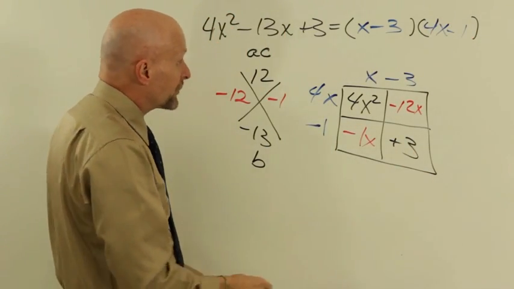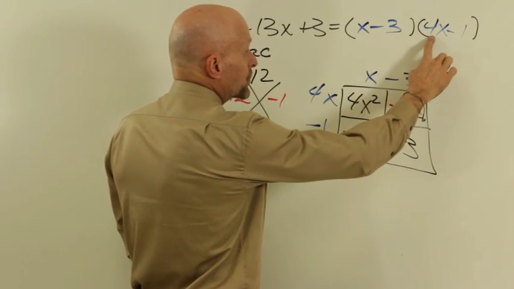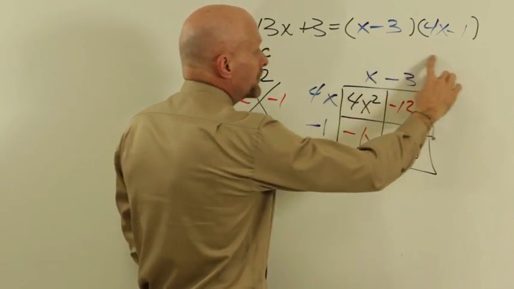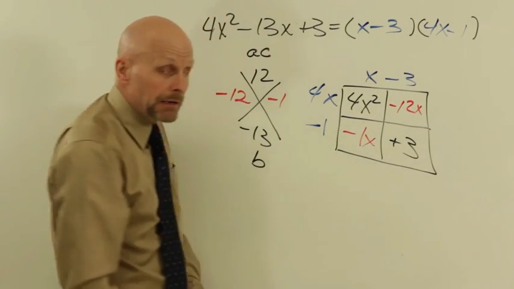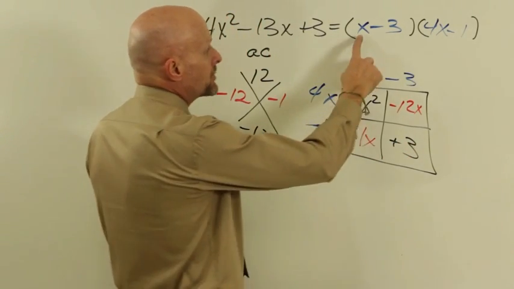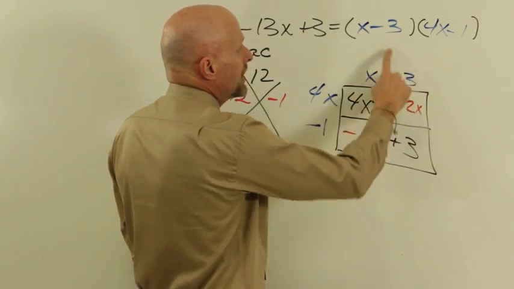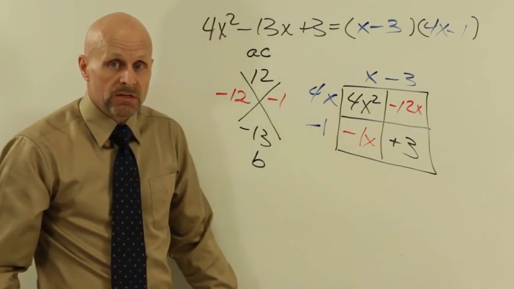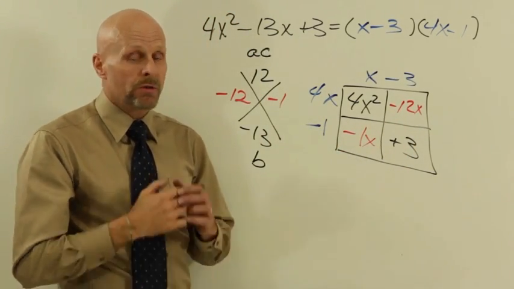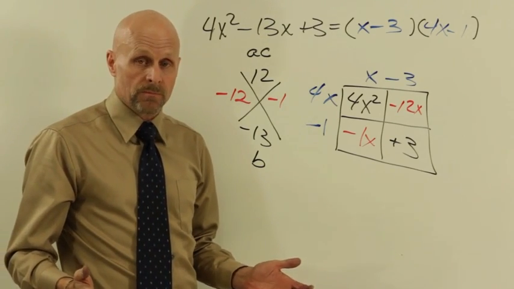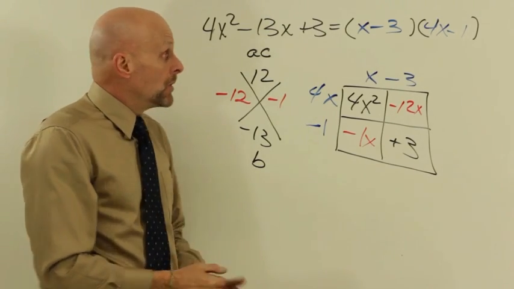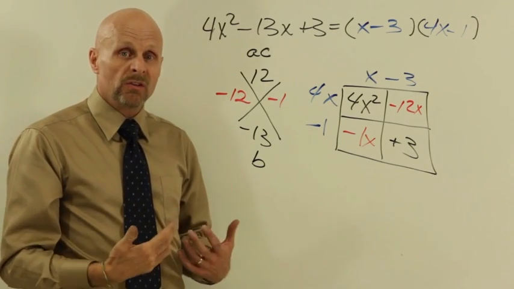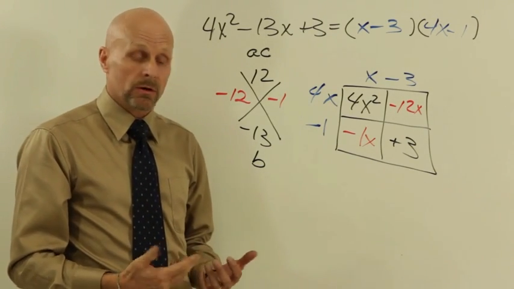Now if I test this, I do get 4x squared on my first times my first term. And I get positive 3 for my last times my last. Looking at my outer terms, I get a negative 1x and a negative 12x, there they are, which combine to make negative 13x. So I've solved this now with no guesswork whatsoever. Let's look now where these numbers get even worse to deal with to see that this method always works and doesn't require any guesswork.